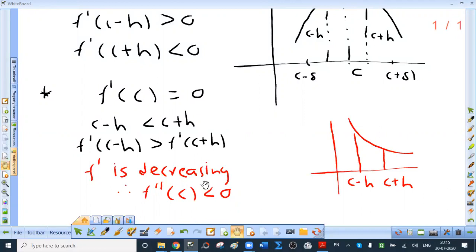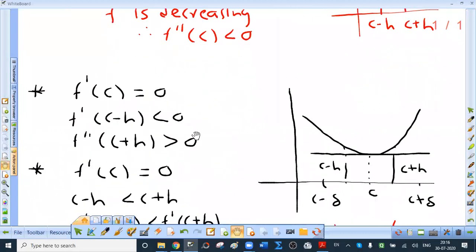So if I ask you what is the second derivative test for maximum value, your answer should be f dash of c should be 0 and f double dash of c should be less than 0. Then and only then is the function a maximum. Let me explain minimum also, then I'll repeat this part.